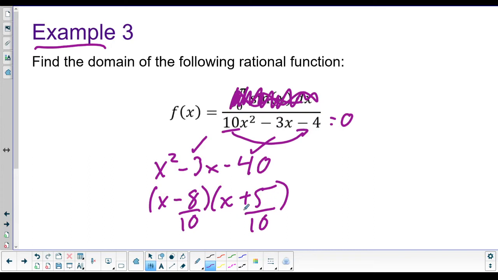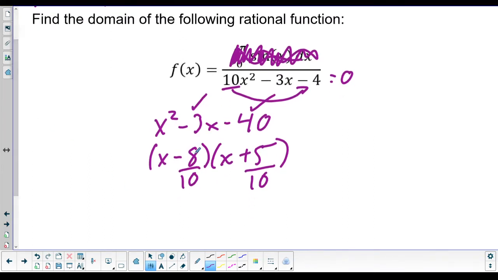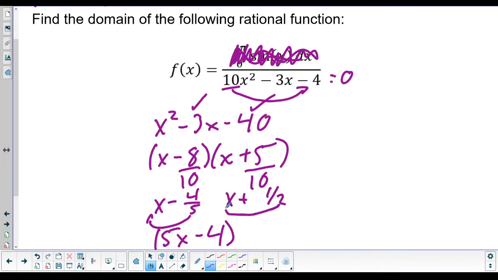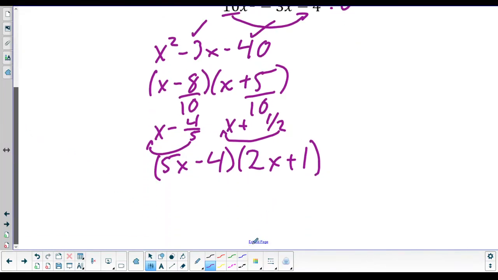All right, reduce our fractions. So 8 over 10 turns into 4 over 5, and then we take the denominator and turn it into a coefficient of x. So this part turns into 5x minus 4. And then 5 over 10 reduces to 1 over 2. Throw the denominator in front: 2x plus 1. All right. Now, this thing is all factored, and we can set these equal to 0 to solve for our restrictions.